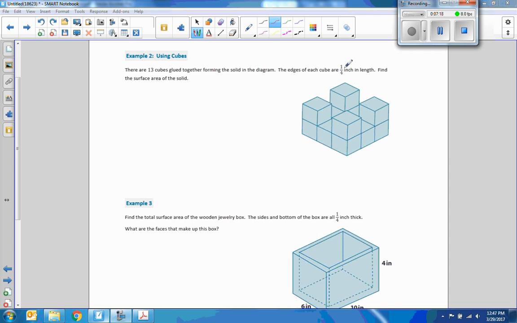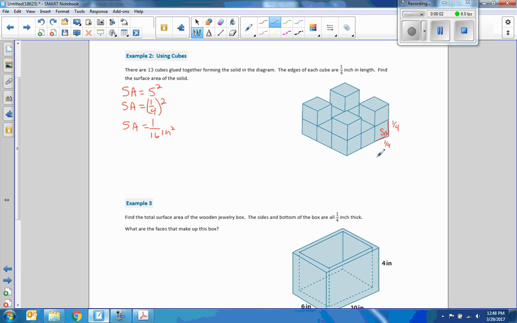The edges of each cube are 1/4 inch in length. So they mean that this is 1/4 and this is 1/4. So I want to find the area of each face, and I'll call it SA, my surface area of one square. So the surface area equals S squared because it is a square. So the surface area of one square is 1/4 quantity squared. So the surface area is 1/16, and they're inches, so I'll say inches squared. So the surface area of one of these is 1/16.